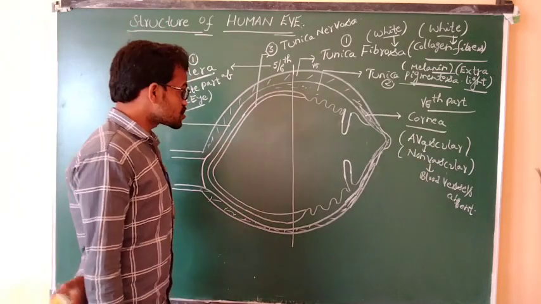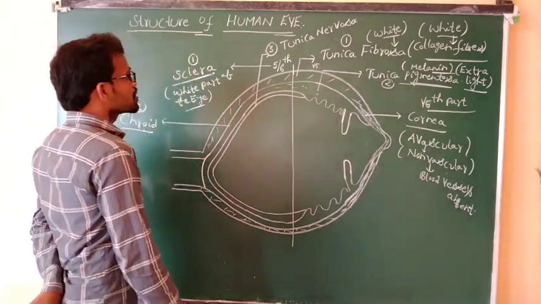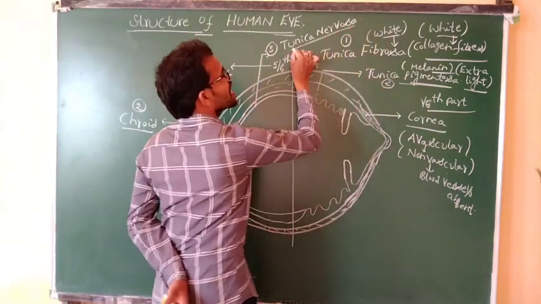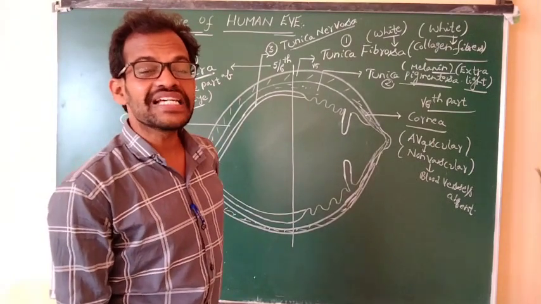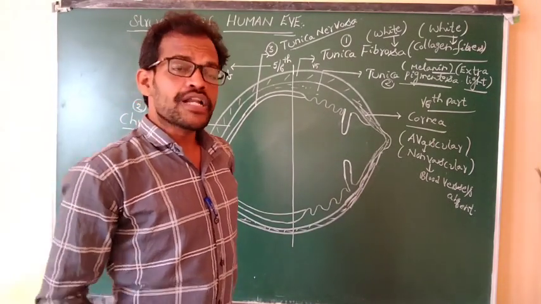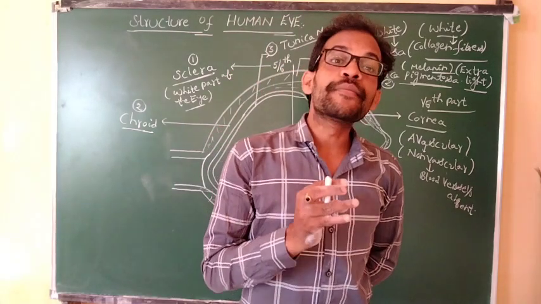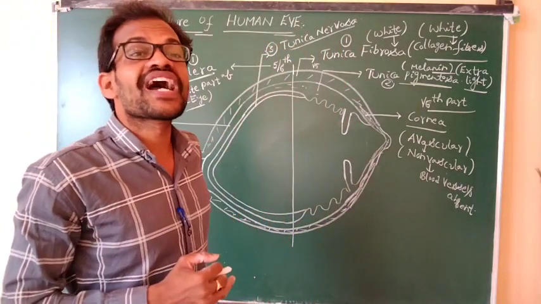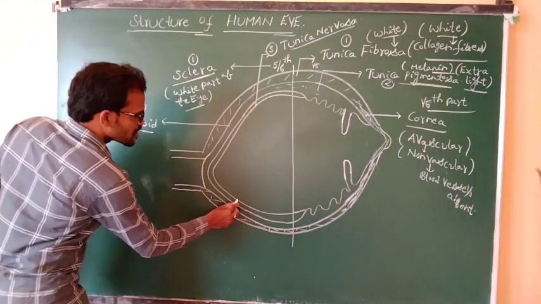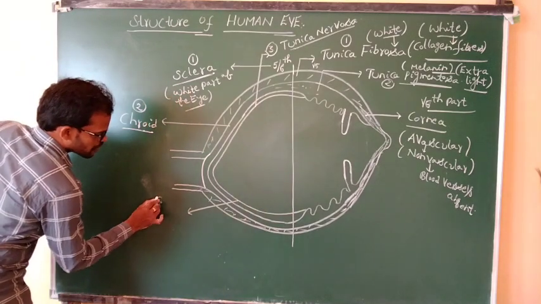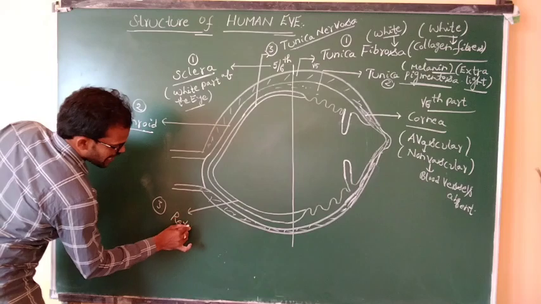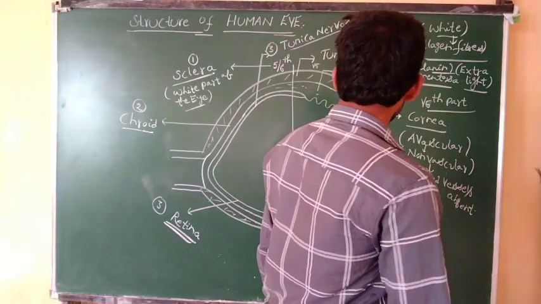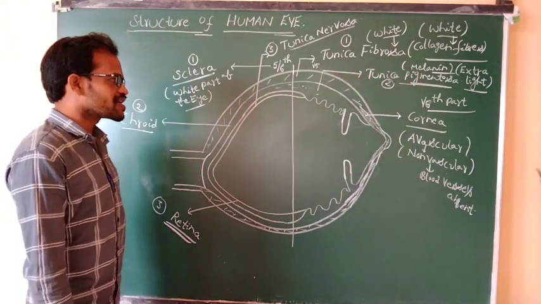Coming to the next one, the third part of the eye is known as the tunica nervosa. The tunica nervosa consists of a number of neurons, ganglion cells, bipolar neurons, rod cells, and cone cells. All these cells are present in the tunica nervosa. The third part of the eye is known as the retina.